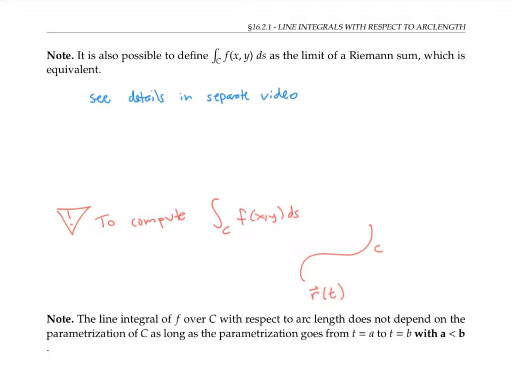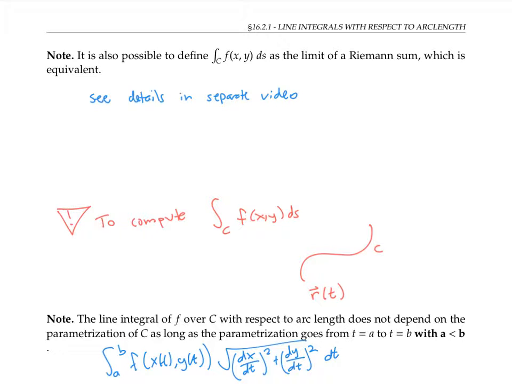If your parameterization is going from a bigger value of t to a smaller value of t, then when you compute your line integral, you're actually going from a bigger to a smaller number. It's kind of like you're integrating backwards, and you end up getting the negative of the answer you would if your parameterization went from a smaller number to a bigger number.